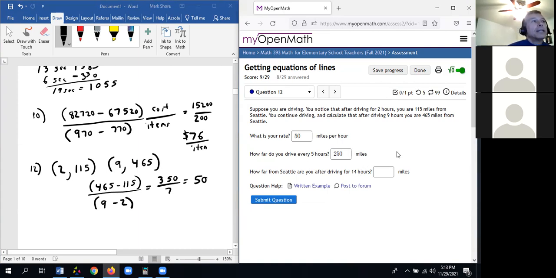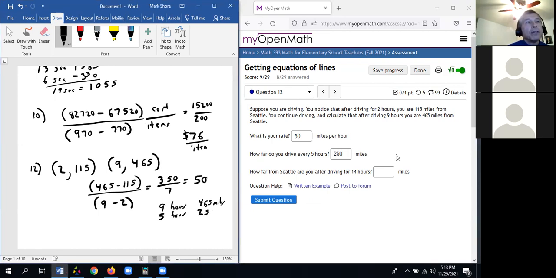And then how far are you in 14 hours? Well, look, here you are in 9 hours. In 9 hours, you're 465 miles. So in another 5 hours, you're 250, right? So 5 more hours, you've gone an additional 250 miles. So when we add these up, we get a total of 14 hours. You traveled a total of, I think, 715 miles. Let me check my arithmetic there. I think that's 715.